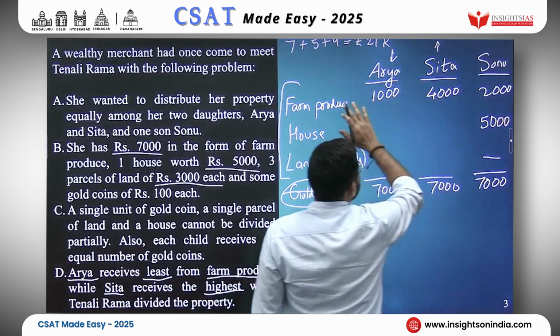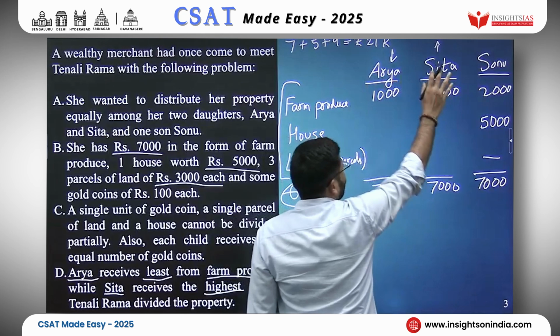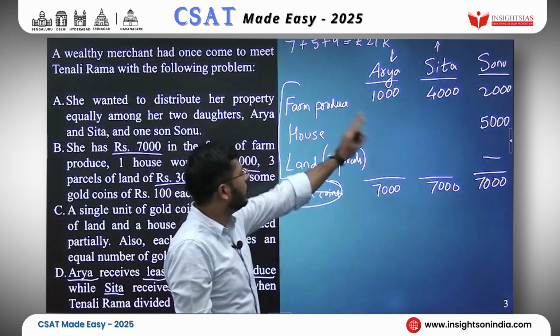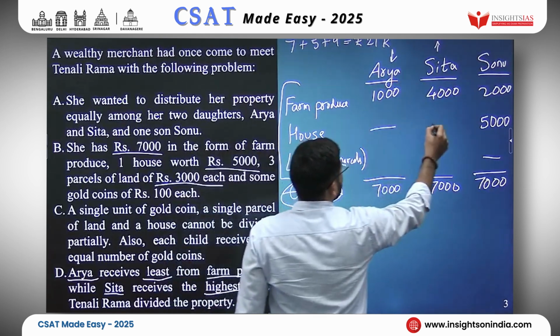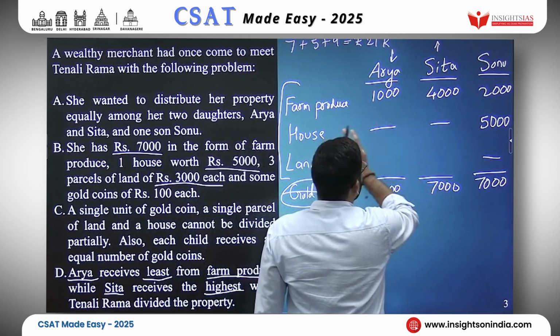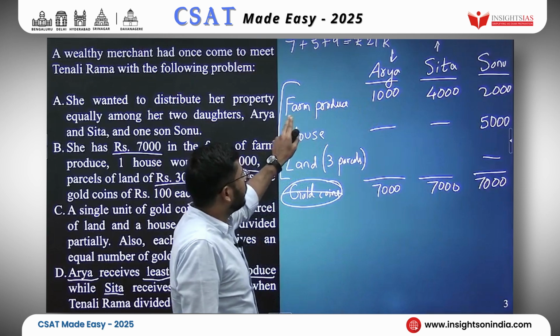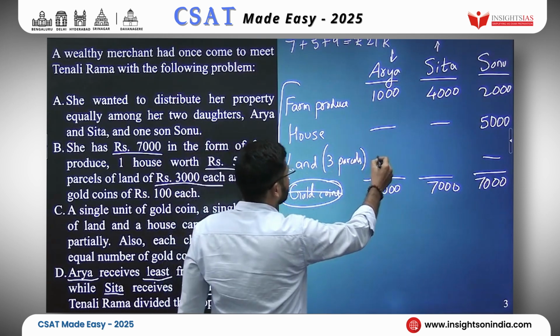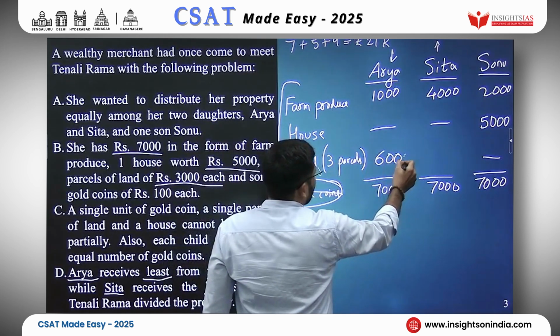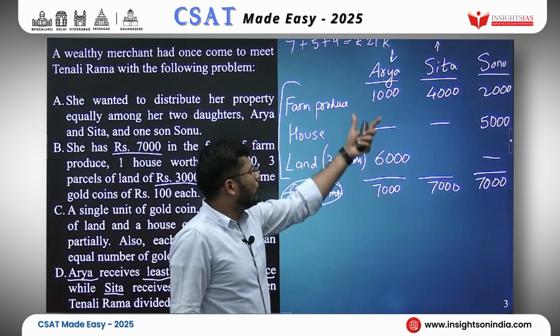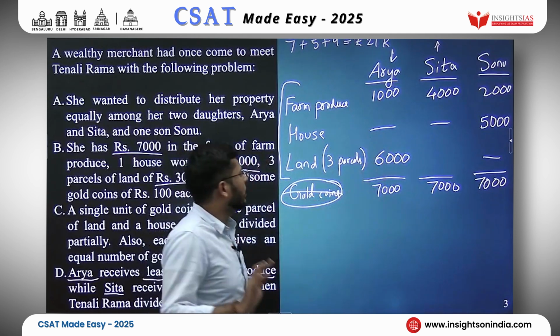Now it is totally 7000. Arya got the least, Sita got the highest. Very good. Okay, we are done with farm produce. And the house, it is only one in number, so they are not getting it. If Arya got 1000 in farm produce, how many lands should she get? She should get 2 pieces of land. Then it would be 6000 plus 1000, totally 7000.